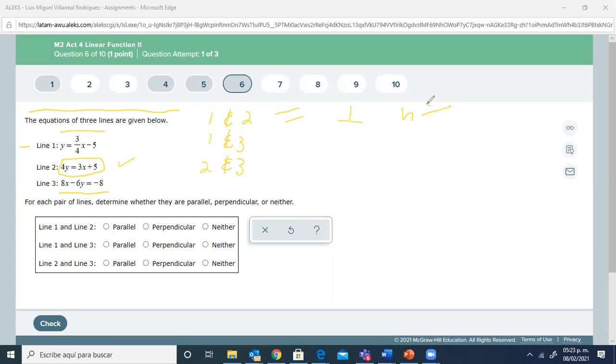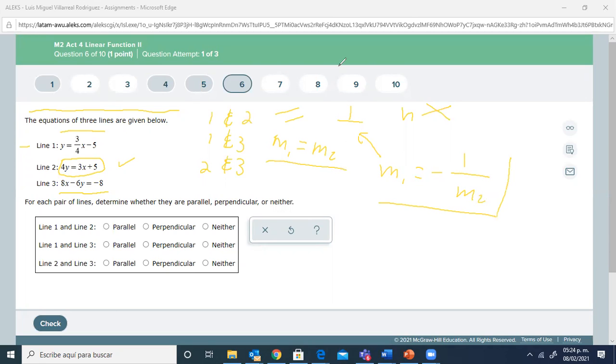So if we remember, the criteria is this: parallel lines have the same slope, m1 is equal to m2. For perpendicular lines, we have that one of the slopes is the negative reciprocal of the other, right? This is the criteria for perpendicular lines. And this is the criteria for parallel lines.